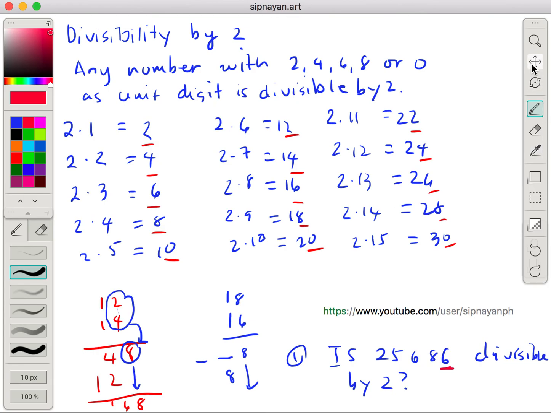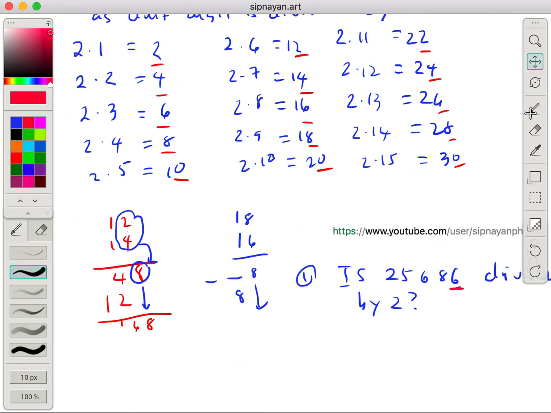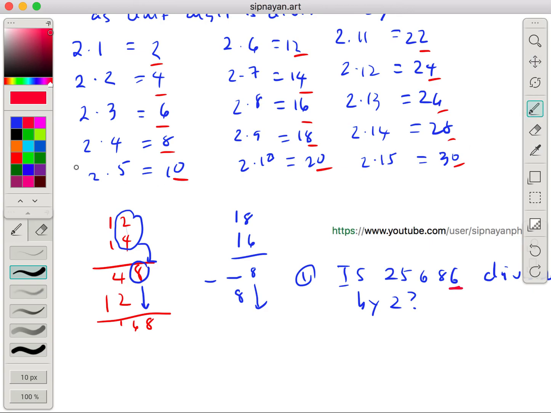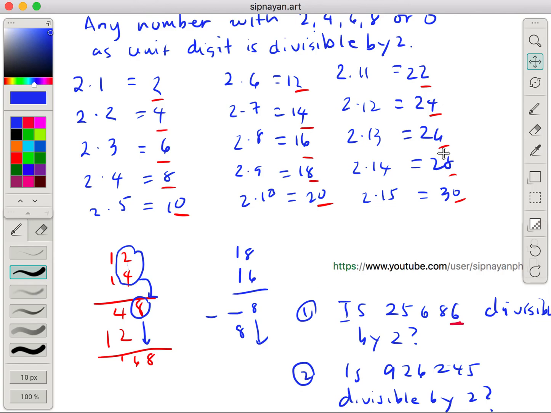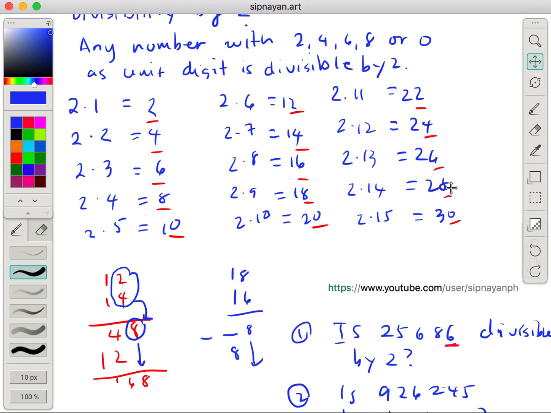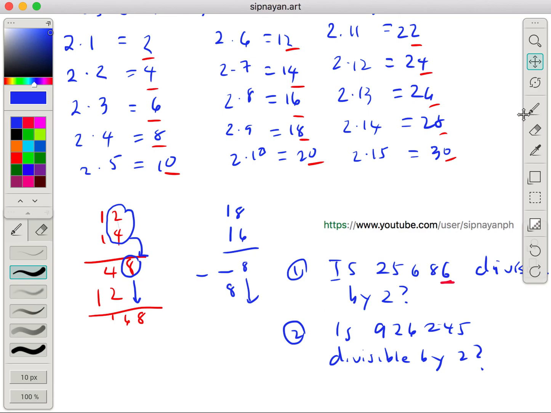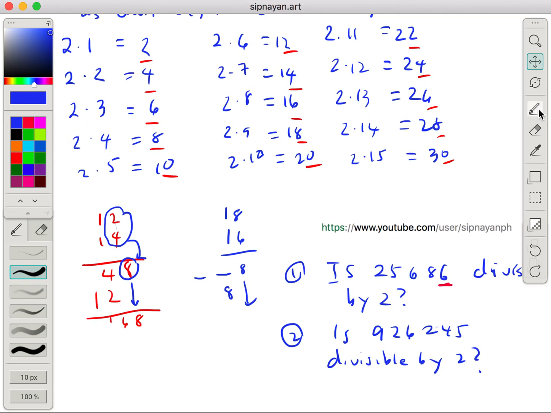Okay, so example 2. Is 926,245 divisible by 2? Hindi siya dun sa, wala siya dun sa 0, 2, 4, 6, 8. No? Wala siya dito. So, therefore, the answer is no. So, ang sagot natin dito ay yes. At ang sagot natin dito.